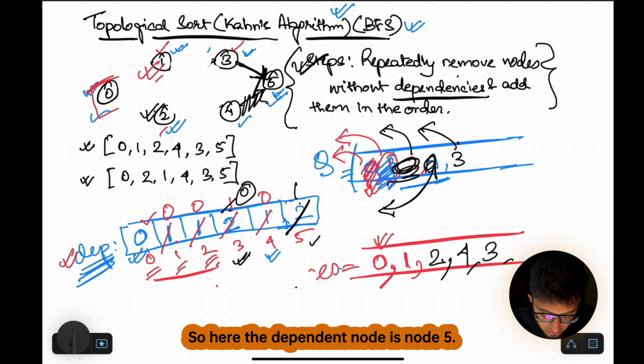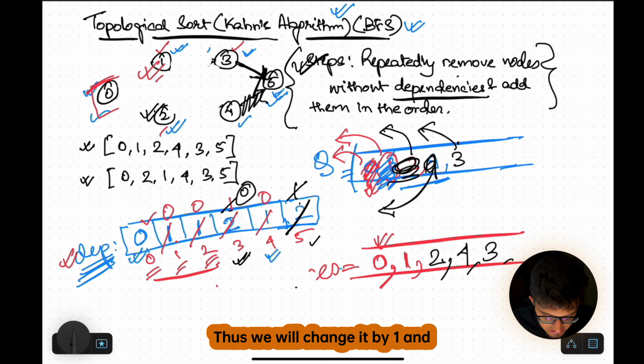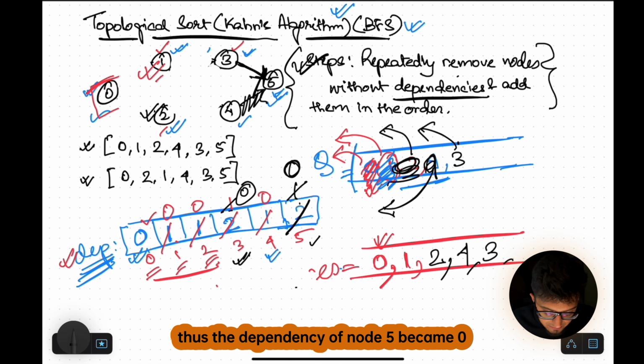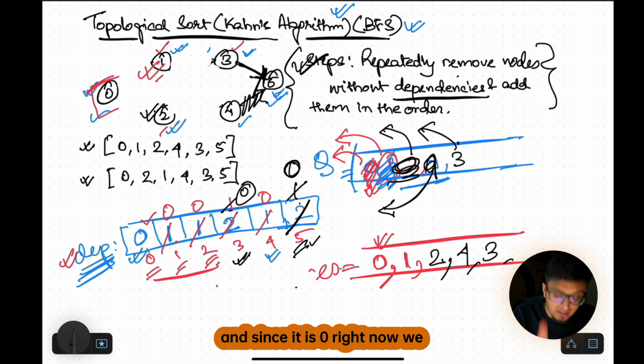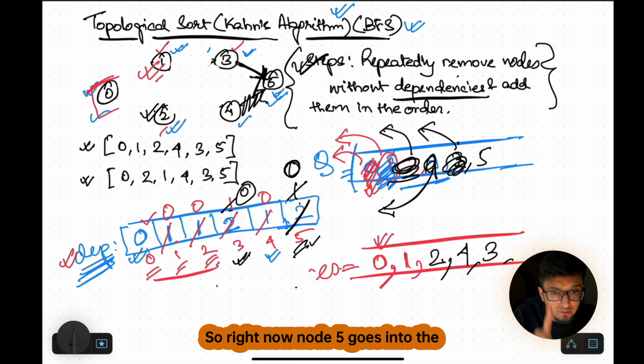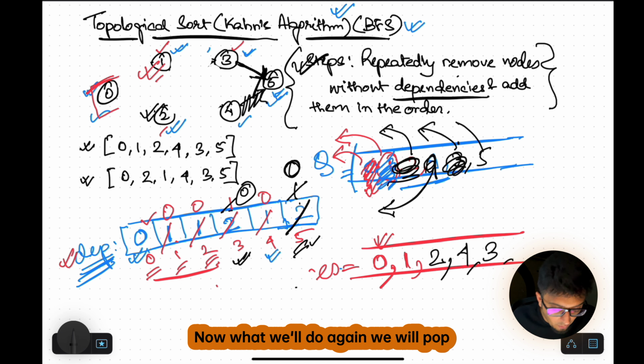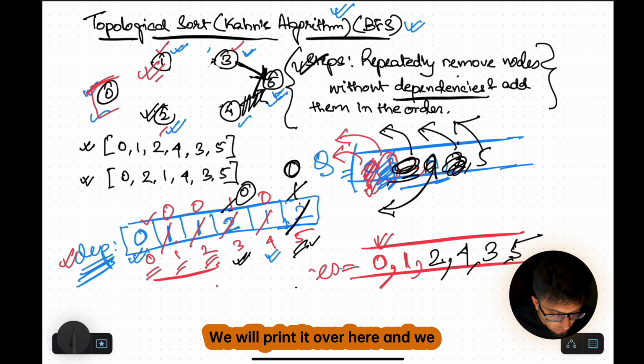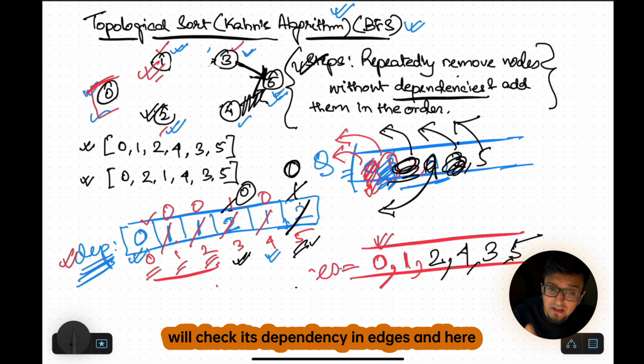So here the dependent node is node 5. Thus we will decrease it by 1 and the dependency of node 5 becomes 0. And since it is 0 right now, we will push it in the queue. So right now node 5 goes into the queue. Now again we will pop it out from the queue, we will print it over here and we will check its outgoing edges.